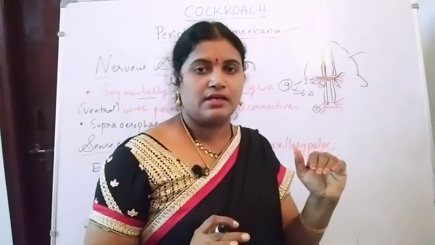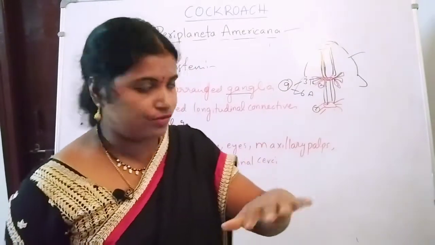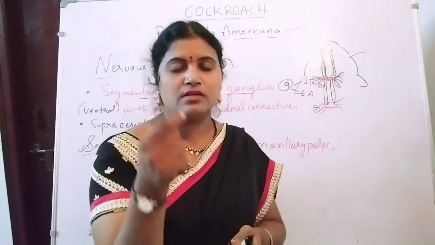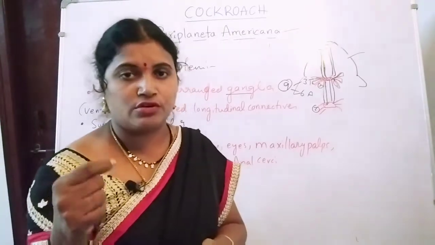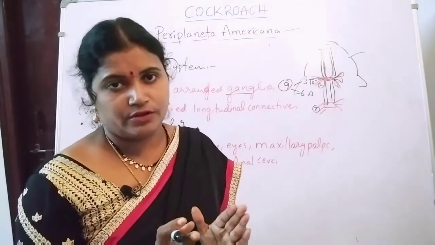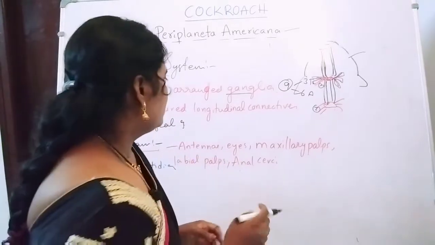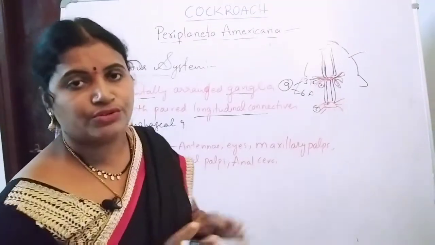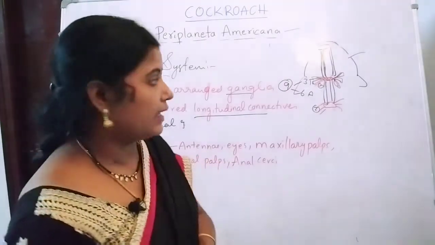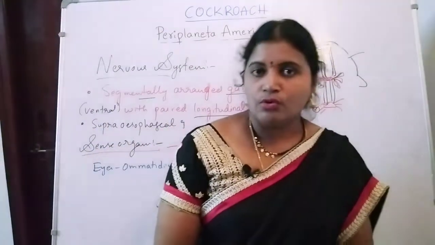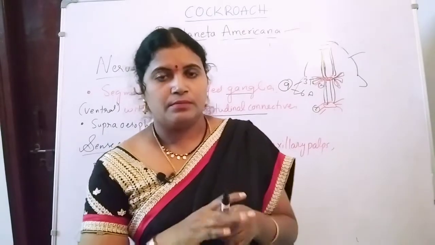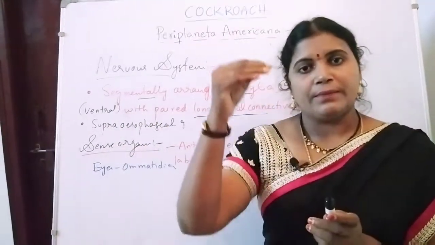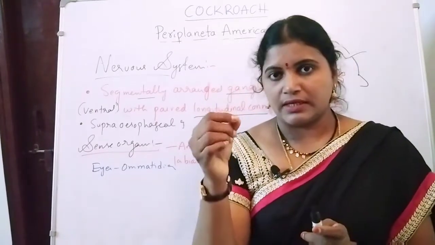Segmentally arranged ganglia are present in each segment of the cockroach, and these are connected by the dorsal, paired nerve cords. We can see the paired longitudinal connectives. Paired longitudinal connectives connect the ganglia. So these ganglia are present throughout the body. See, based on the esophageal region, the upper part of the esophageal region also contains ganglia.